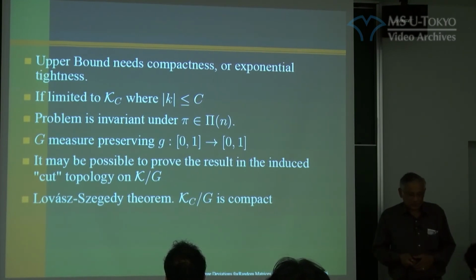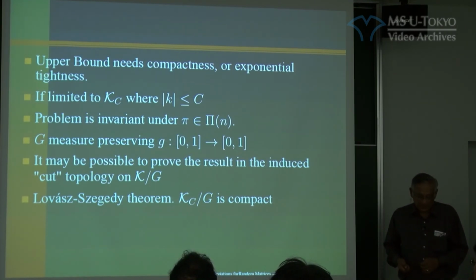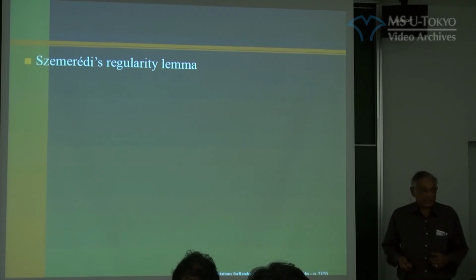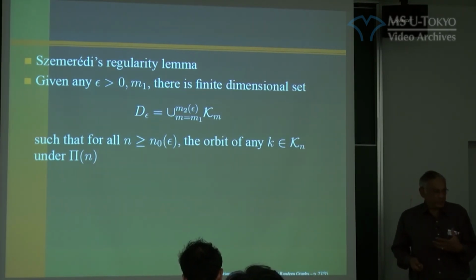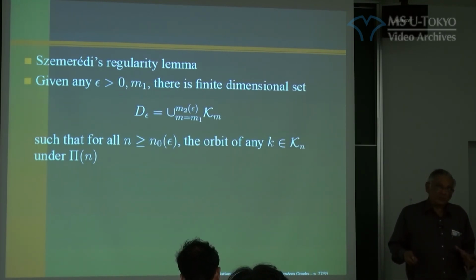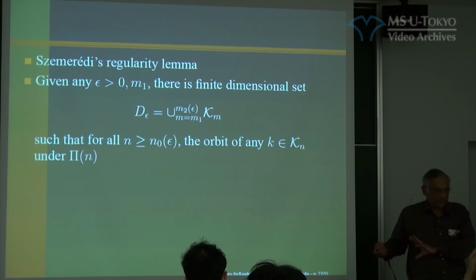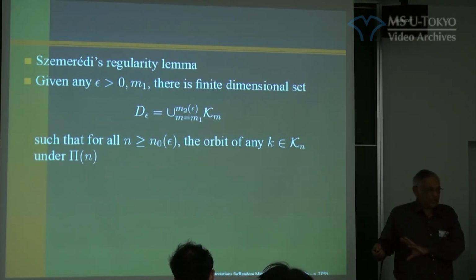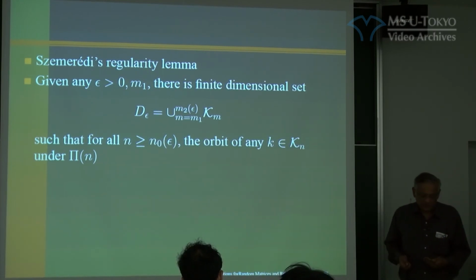Fortunately, there is a theorem due to Lovász and Szegedy which says that k mod G is compact, and it is based on Szemerédi's regularity lemma, and it is a technical lemma. What it really says is that any graph you can think of is very close to one of these random graphs, and it is uniformly so irrespective of whatever graph you choose, and that is the regularity result.